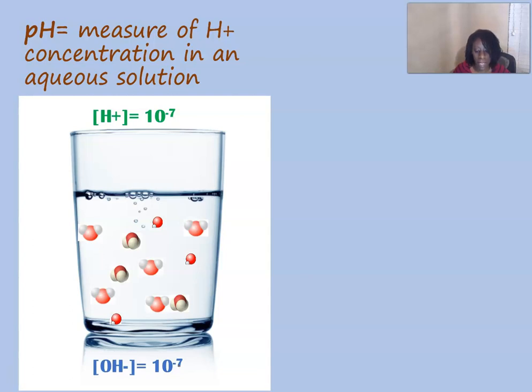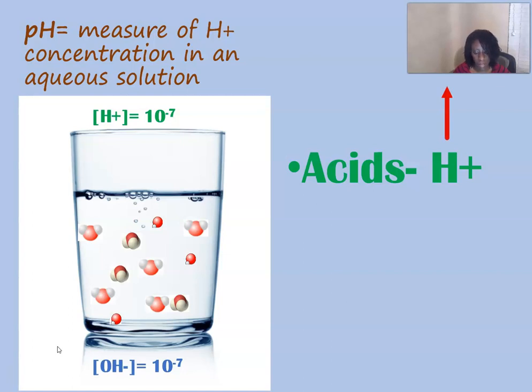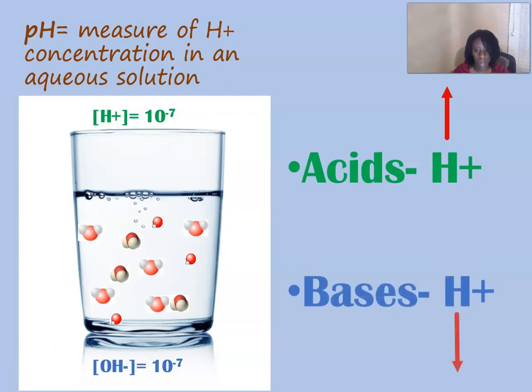Okay? Now, acids and bases are going to change those concentrations if we add them to a solution. Acids are going to make the concentration of hydrogen ions higher than the concentration of hydroxide ions, while bases are going to do the opposite. They're going to make the concentration of hydrogen ions lower than the concentration of hydroxide ions.